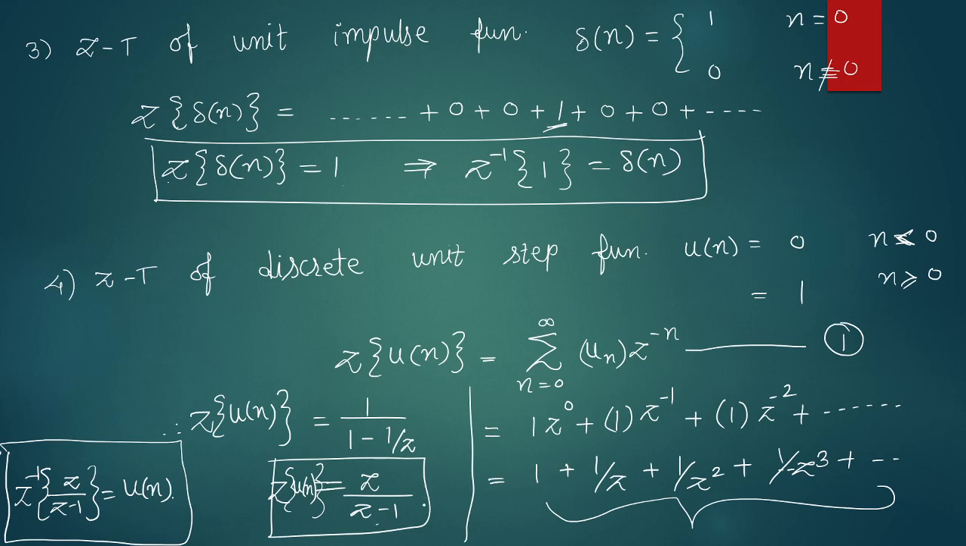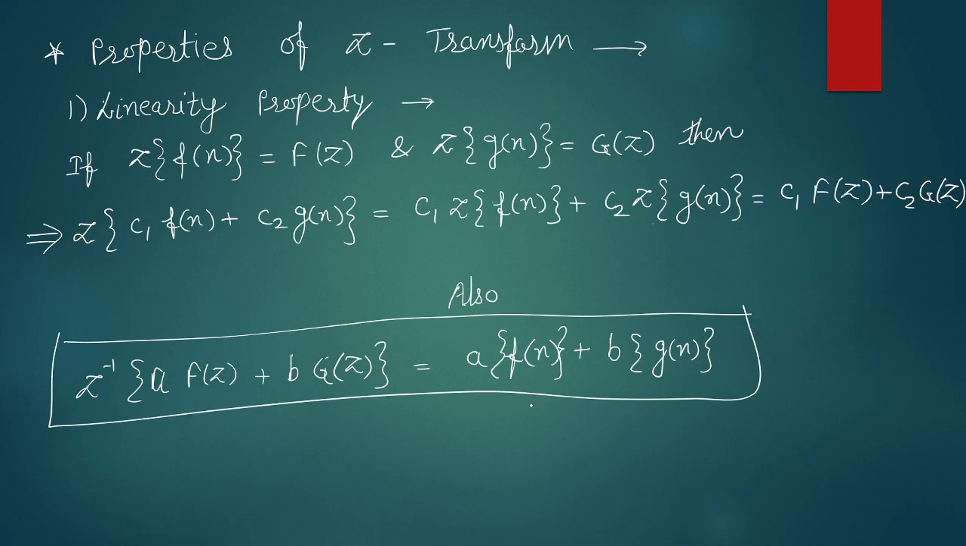This is the formula for finding the Z transform of unit step function, and we write down this formula in the form of Z inverse. Then we get Z inverse of z upon z minus 1 equal to u of n.